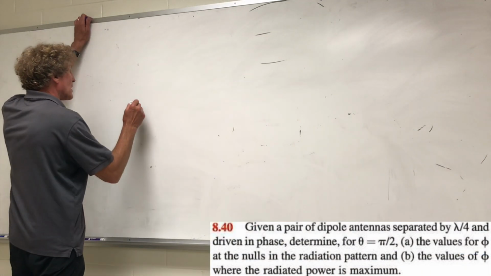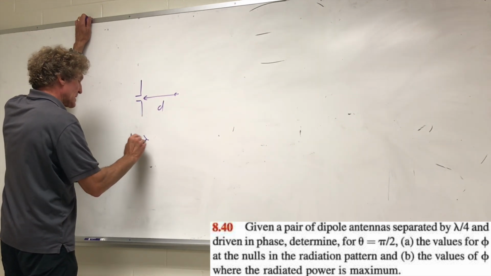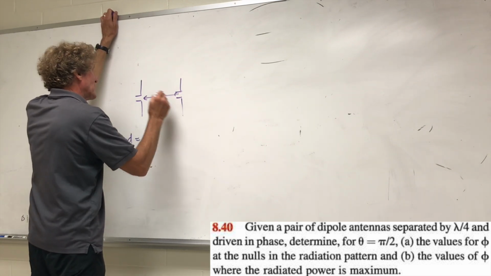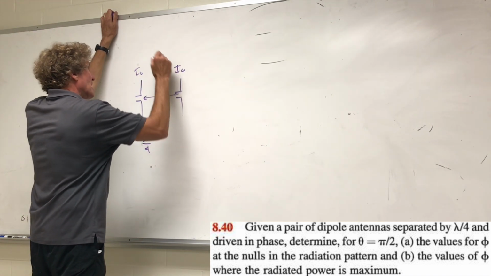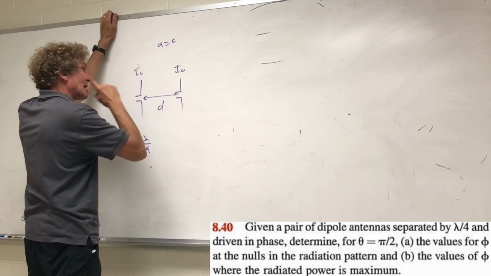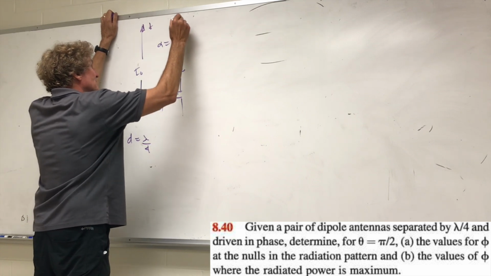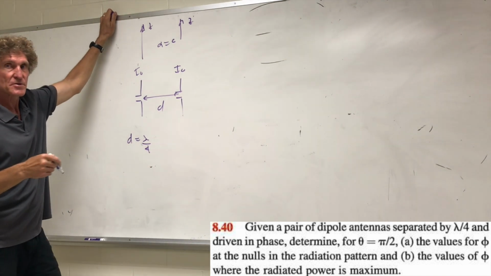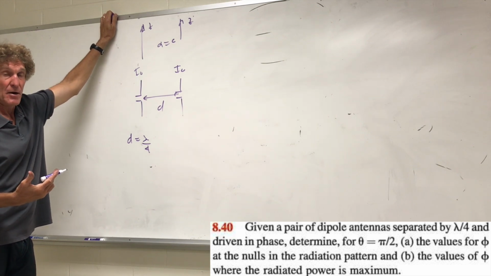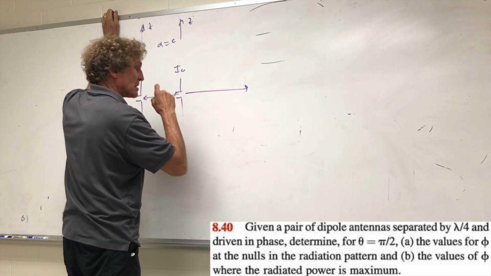Given a pair of dipole antennas separated by lambda over 4, so d is lambda over 4, and driven in phase. What that means is these currents are both I naught and alpha is 0. Determine, for theta equals pi over 2, I'm assuming these are on the z-axis. Is there any indication of this? There is no indication. Well, we're going to assume that. You have to know which way the dipoles are pointed. We're going to assume they're pointed up. Determine the values of phi at the nulls.